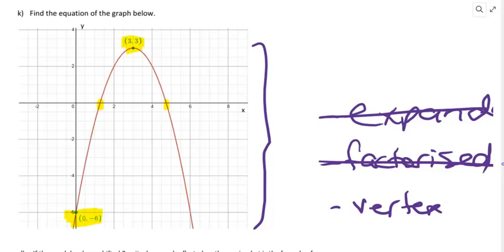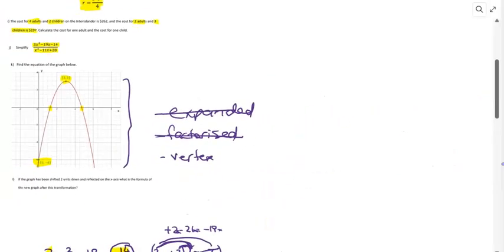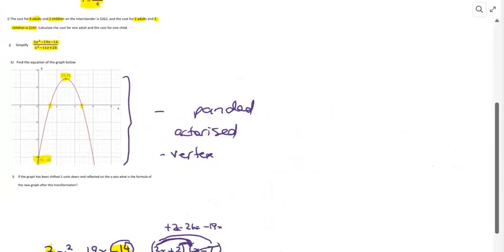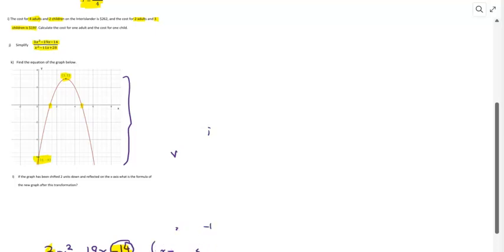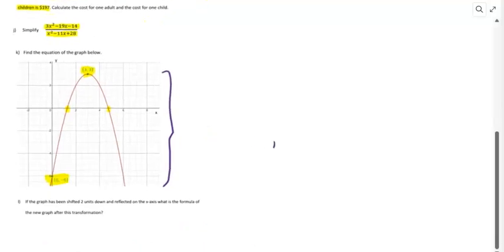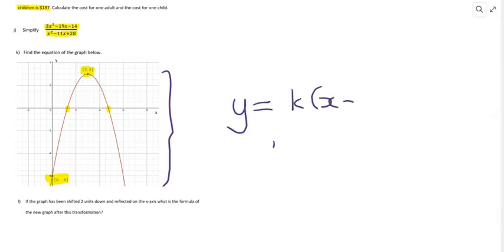So using vertex form, I can write down, let's just erase this and get some space back. So the vertex is at 3, 3. So the equation is going to be this. It's going to be y is equal to k times x minus 3 squared plus 3.